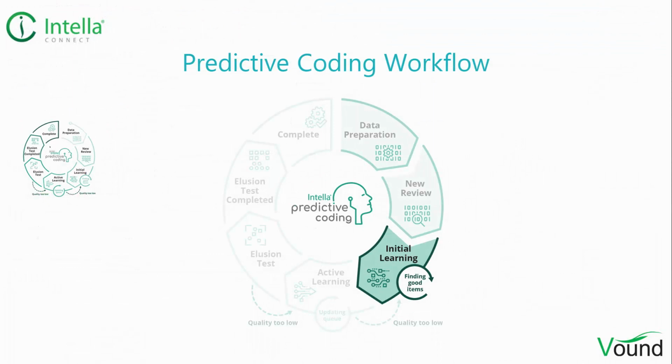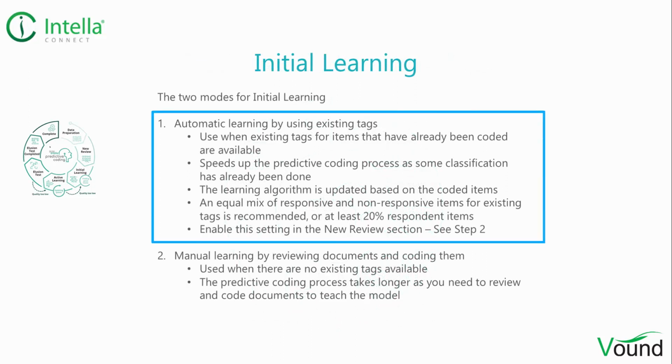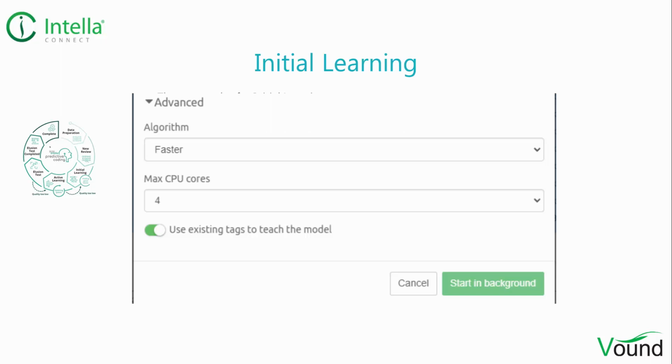The next step in the workflow is initial learning. The initial learning stage is when the engine looks for the best items to kickstart the learning process. There are two modes for initial learning. The first mode is existing tags. The user can use existing tags for items that have already been reviewed and coded in the case. This setting is set in the New Review section in Step 2 of the workflow.